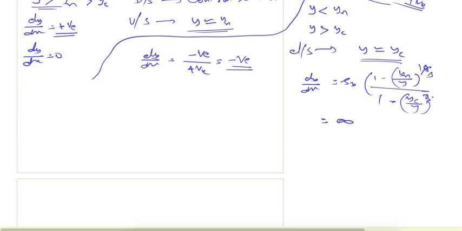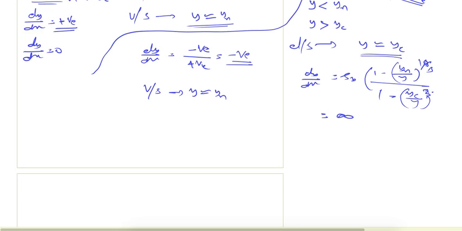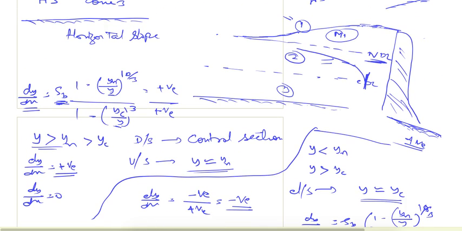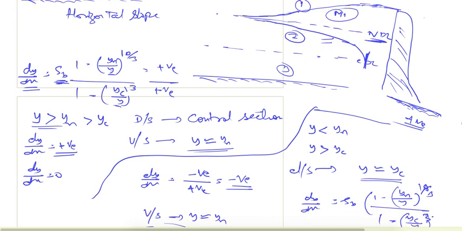And in the upstream, what will happen? In the upstream, y is almost equal to yn. So when y becomes equal to yn, this ratio will be equal to 1. So dy by dx is equal to 0 here, and it means this will meet the NDL again, asymptotically you can say.